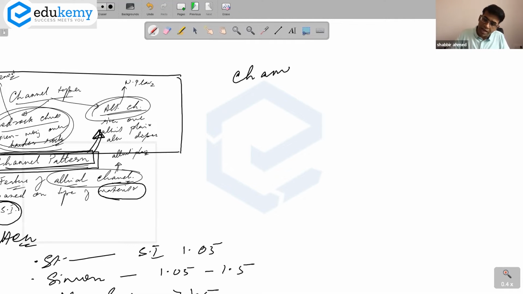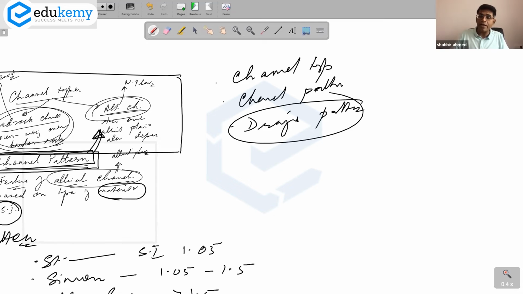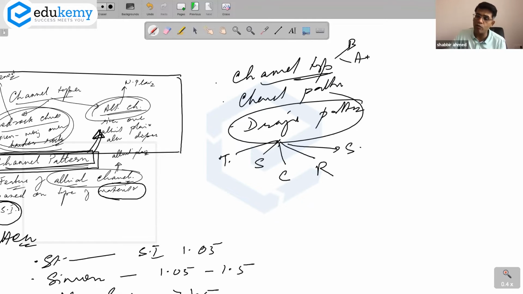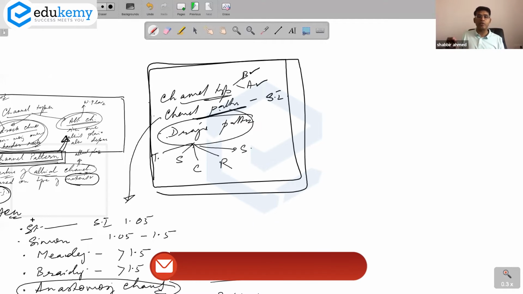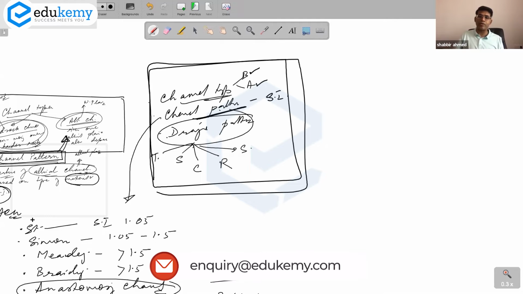What is channel type, what is channel pattern, and what is drainage pattern? Drainage pattern is subsequent, consequent, radial drainage, superimposed drainage. Okay, we have the trellis drainage. That is drainage patterns. Channel types are bedrock and alluvial. And channel pattern is what I'm explaining here. Channel patterns means based on sinuosity index, and drainage pattern is trellis, superimposed, consequent, resequent, subsequent, and so on.